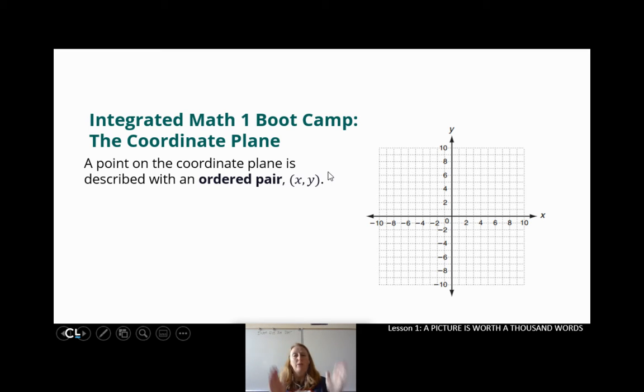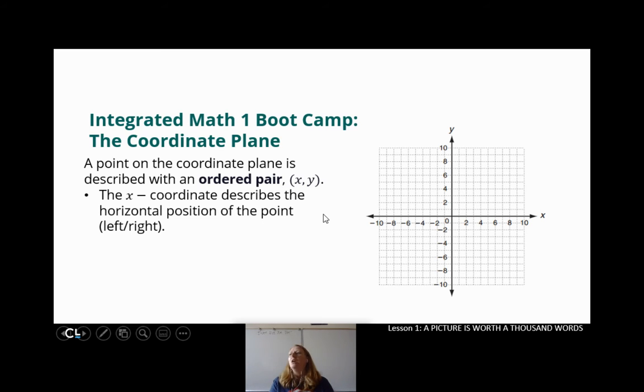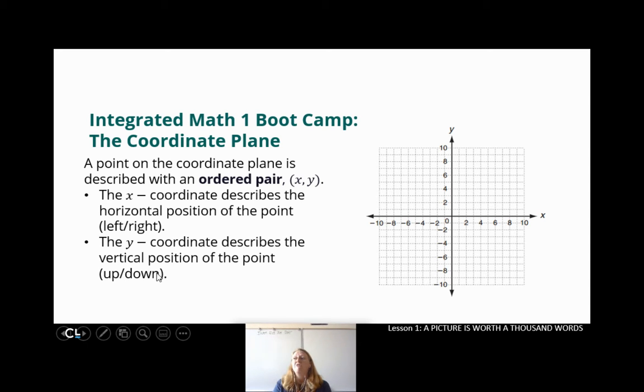And of course, we put parentheses around it and a little comma in the middle to keep everybody safe and tight. So the x coordinate describes the horizontal position of our point, the left and right of our point, right? That's how that goes, our side to side. And our y coordinate describes the vertical position of our point, the up and down. So I'm going to show you a quick example.